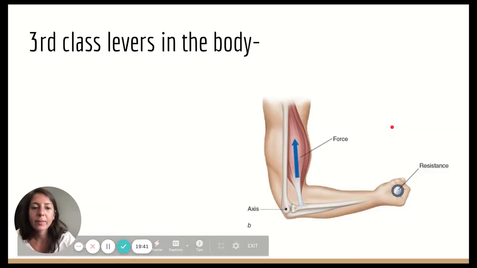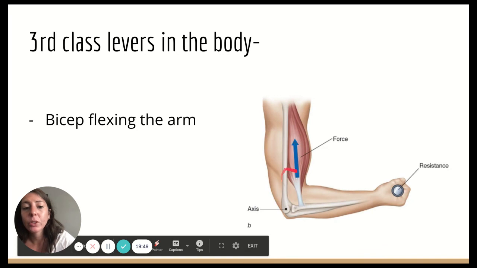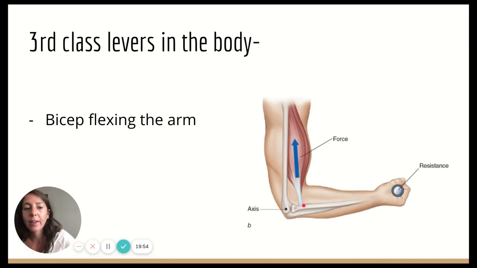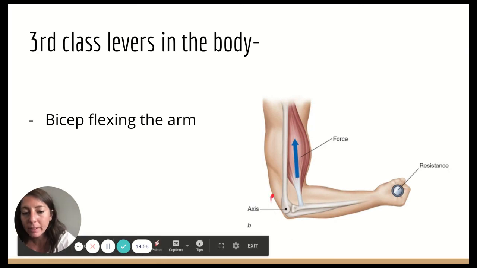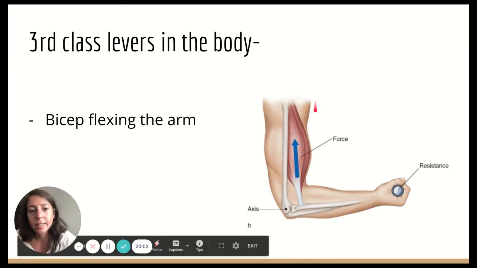So, third class levers in the body. Here's an example: the bicep flexing the arm, okay? So here we have to look at where the muscle attaches to the bone. That's what we're really focusing on. So we have to first find each part. We have the fulcrum right here, the joint of the elbow. We have the effort, which is the bicep muscle pulling the arm upward. So effort is right here.